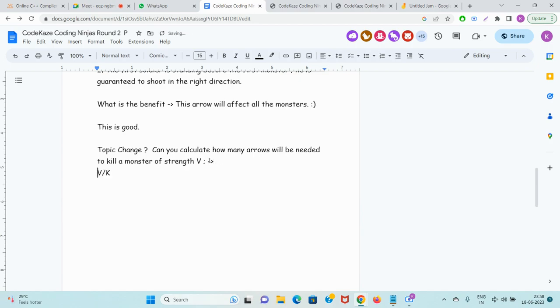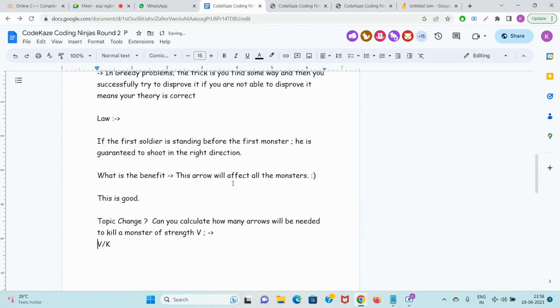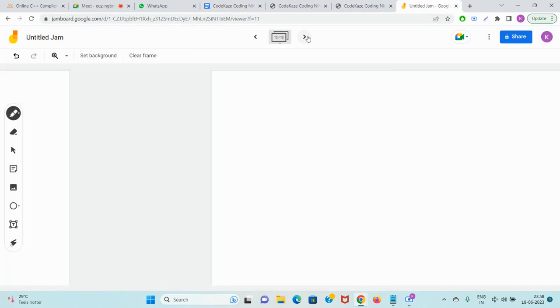Now the thing is, guys, if the first soldier is standing before the first monster, he will be guaranteed to shoot in the right direction. The benefit is that this arrow will affect all the monsters. So, guys, now let's say this is happening. Okay, this is happening in front of everyone.